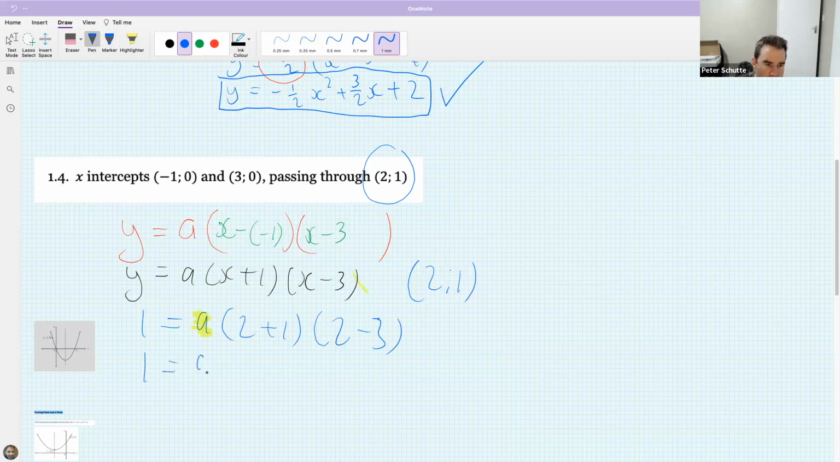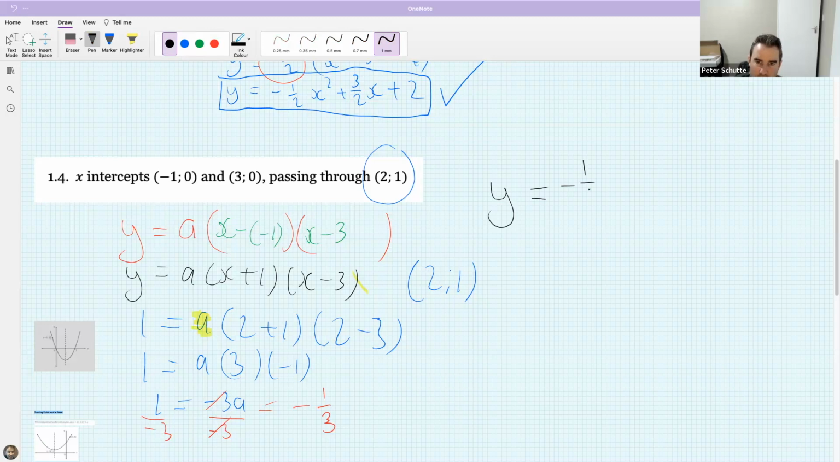So I guess this would be 3 and this would be -1. So we get 1 equals -3a, but now we have to divide both sides by -3. And so a is -1/3. Now you still have to give me the equation of this graph. There's a little bit of work to still do. So I want you to do the work and find the equation of this parabola in standard form.